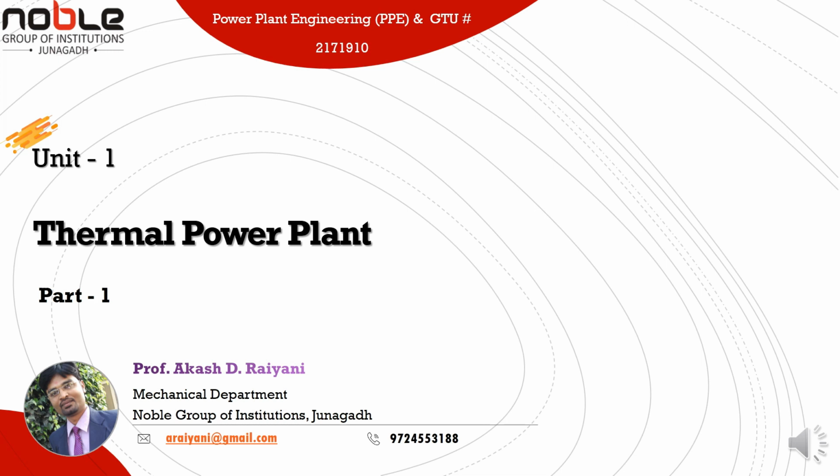It begins with thermal power plant, then high pressure boilers, various handling systems like coal handling systems and air handling systems, draft systems, steam nozzles, steam turbine, condenser and cooling towers, feed water treatment, gas turbine, nuclear power plant, jet propulsion, and last, economics of power generation.